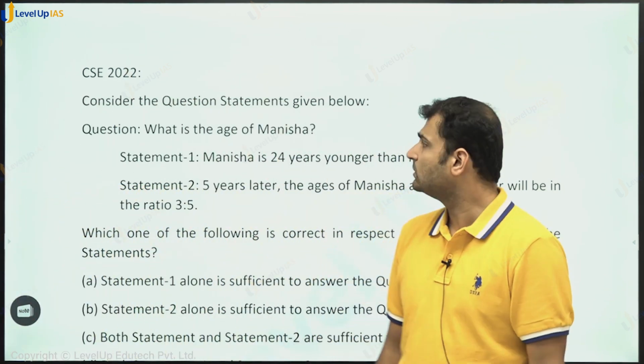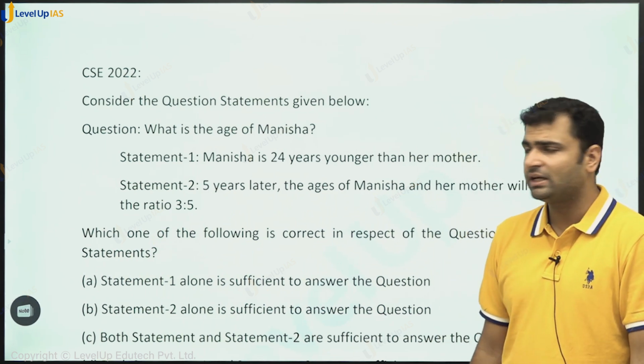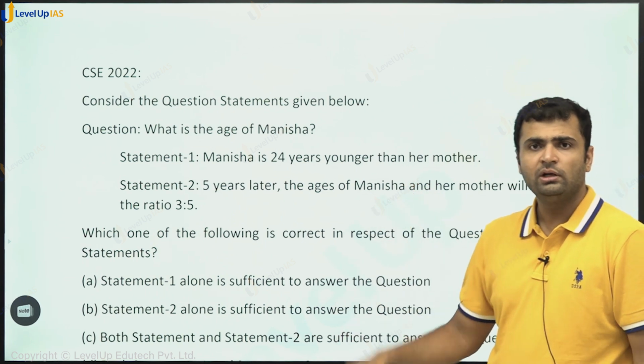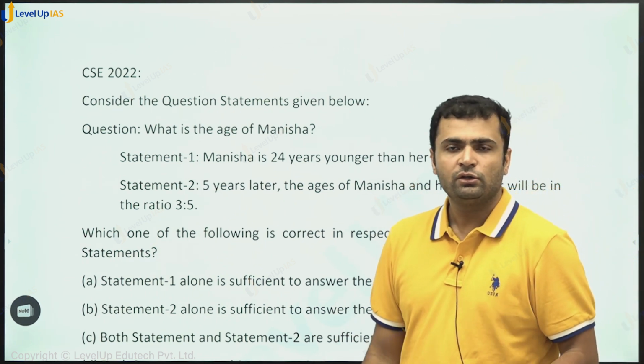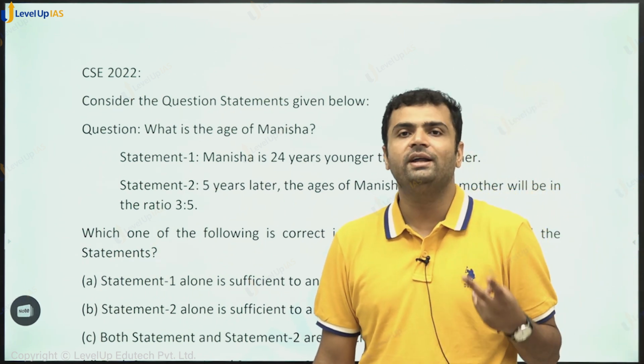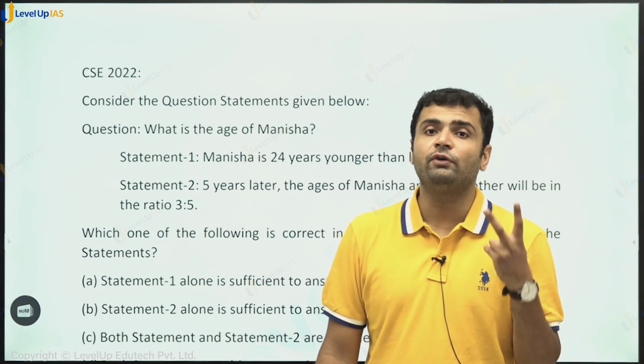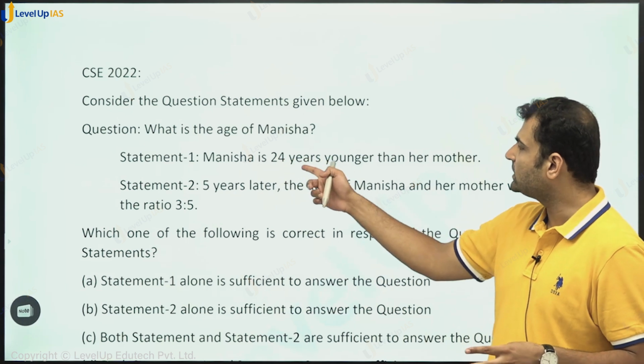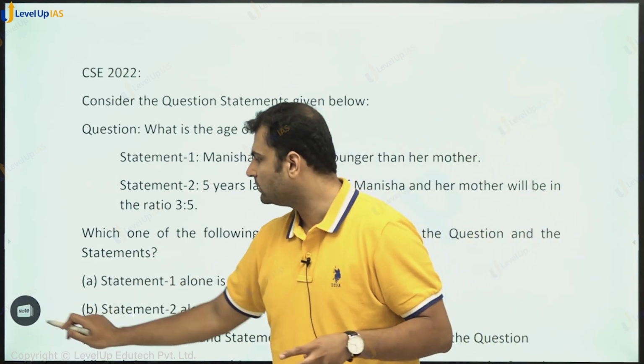So there is the age of Manisha, and first let us read the first statement. Manisha is 24 years younger than her mother. So there is her mother as well. So there are 2 people involved and their ages are 2 unknowns, and to solve for 2 unknowns we need 2 equations. One equation is this, Manisha and mother's age.